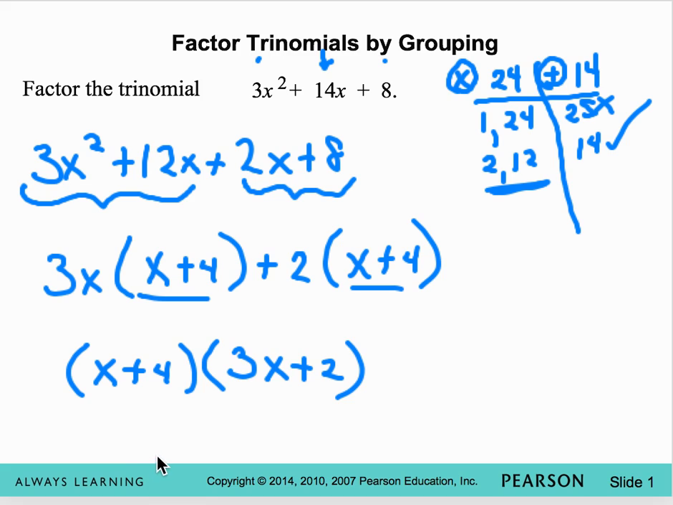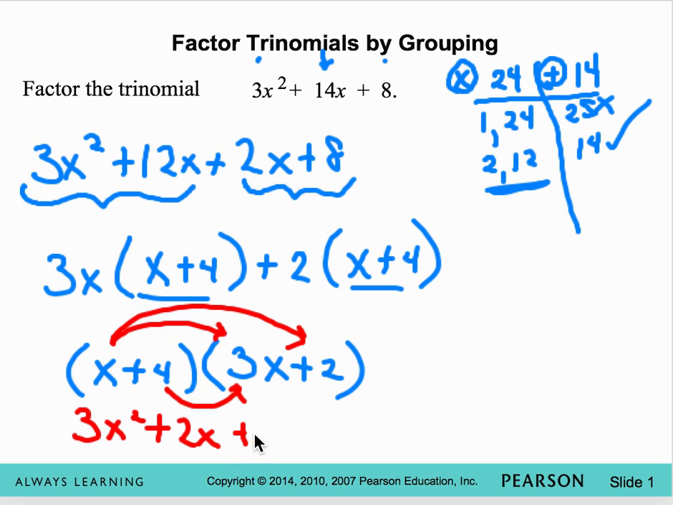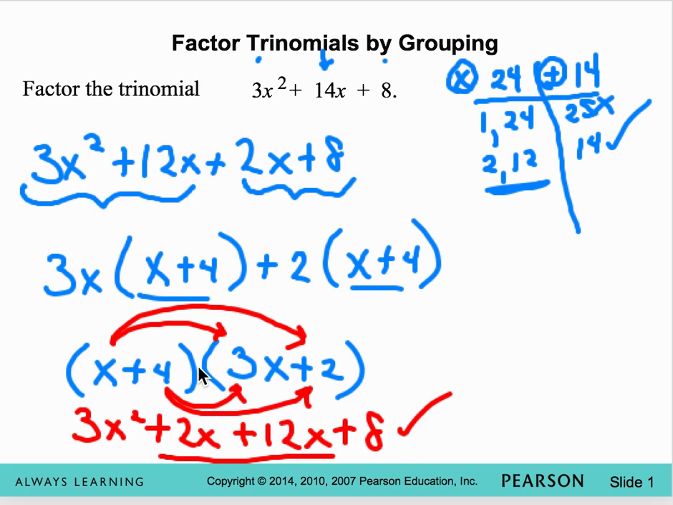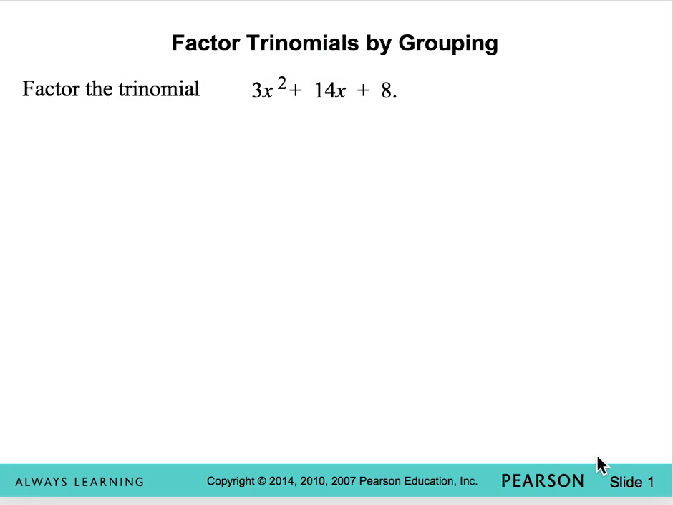3x plus 2. And don't forget, you can always check your factoring. 3x squared plus 2x plus 12x plus 8. And if we add that together, we get 3x squared plus 14x plus 8. This is it factored. It all rests on being able to find these 2 special numbers, I'm going to call them. All right, let's try that again.